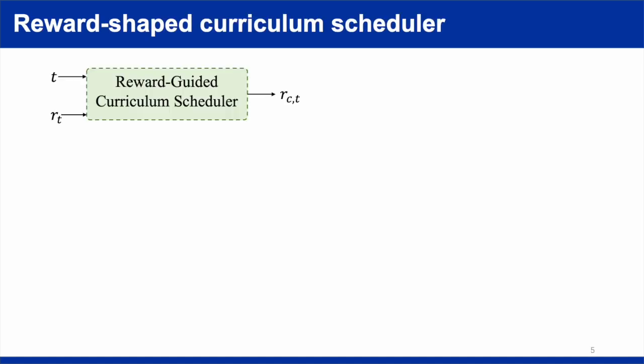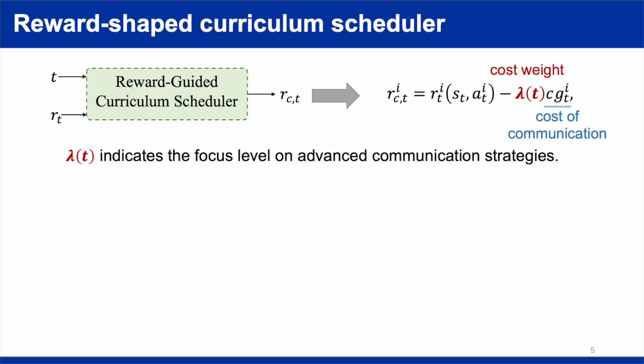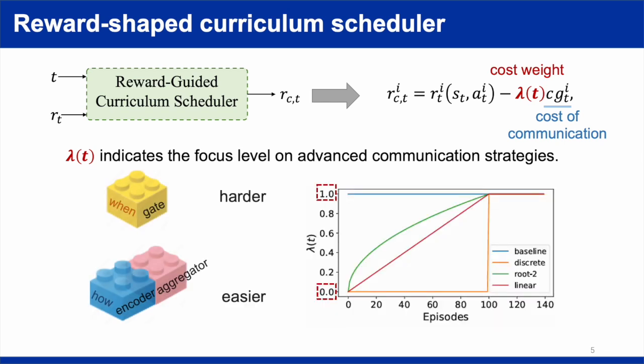The core of ReSCOM lies in the design of the reward guidance curriculum scheduler. In simple terms, by setting communication cost weights in the reward function, the agent focus can be adjusted. As the cost weights increase from 0 to 1, agents gradually shift their focus from basic communication tasks to advanced ones. But how to set costs is another problem. In this paper, we explore various methods for setting costs, including both decreasing and continuous approaches. Please refer to our paper for the details.